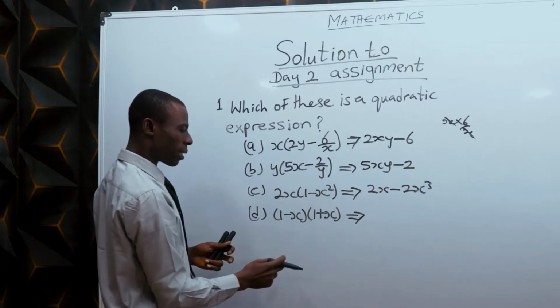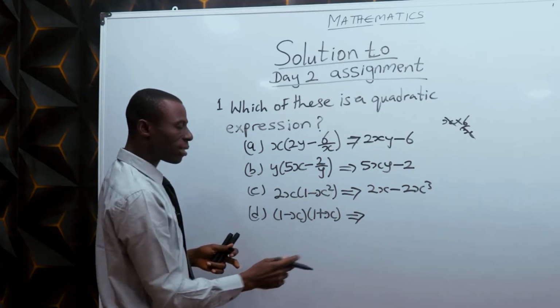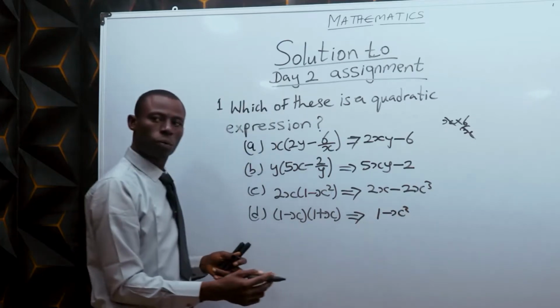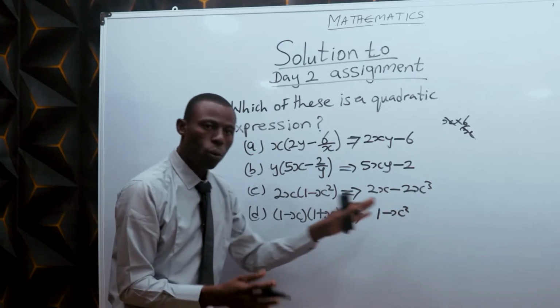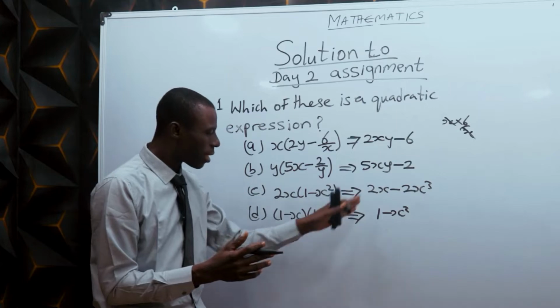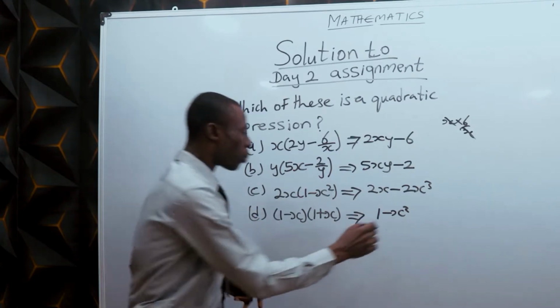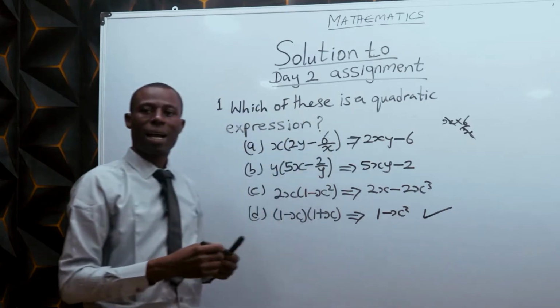So, let's try the last one. You open this bracket. In opening this bracket, you have 1 minus x squared. This is where we have power 2, and that is the one that we can call a quadratic expression. So, option D is our correct answer.